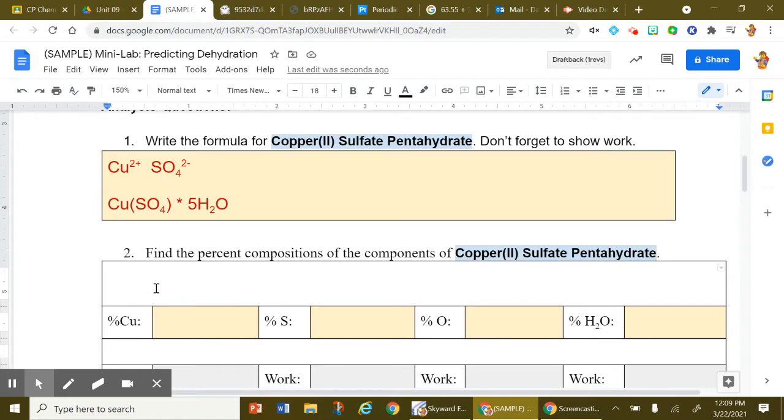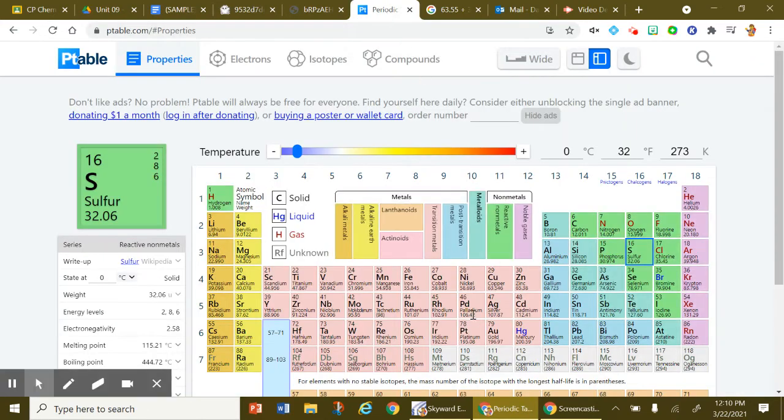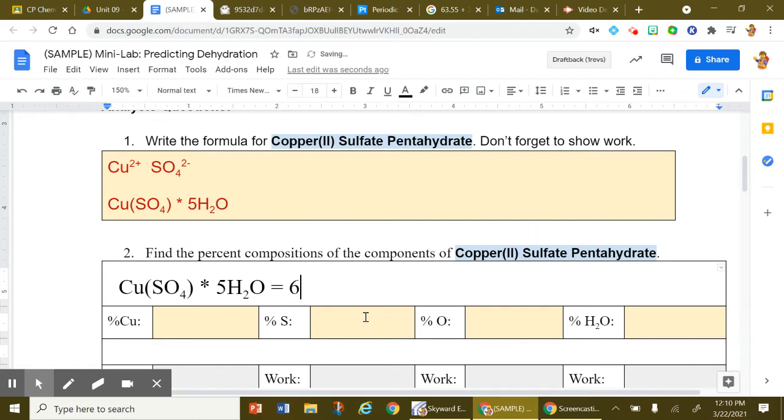Next part is we have to come up with the percent composition of all the parts of CuSO4, 5H2O. What percent is copper? What percent is sulfur? What percent is oxygen? And what percent is water? Okay, so here we go. The first step is to figure out the total molar mass of the whole thing. So we have one copper. We have to figure out the mass of a single copper, which is 63.55. Let me make this a little bit smaller too.